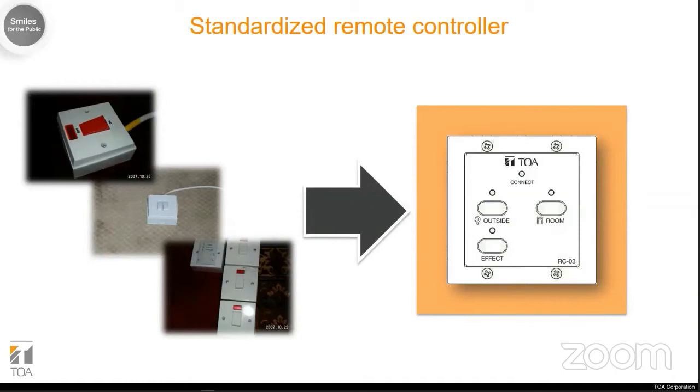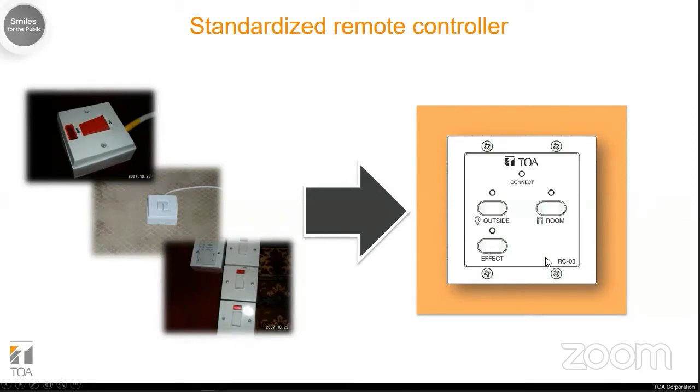So what we have done as TOA, when we were doing the concept and the research to come up with this Mosque amplifier, we knew our customers sometimes were using customized switch boxes to switch on and off the area that they want the sound to go through. That it didn't look nice. It looked cumbersome. It looked messy. So we have replaced the old school type of customized switch boxes with a clean, nice remote control interface called RC03.